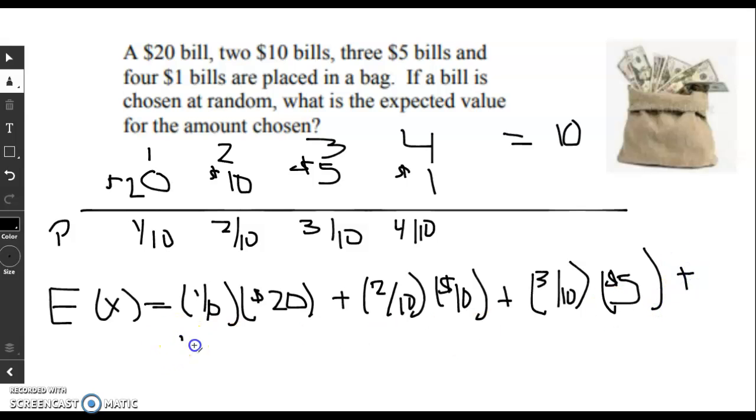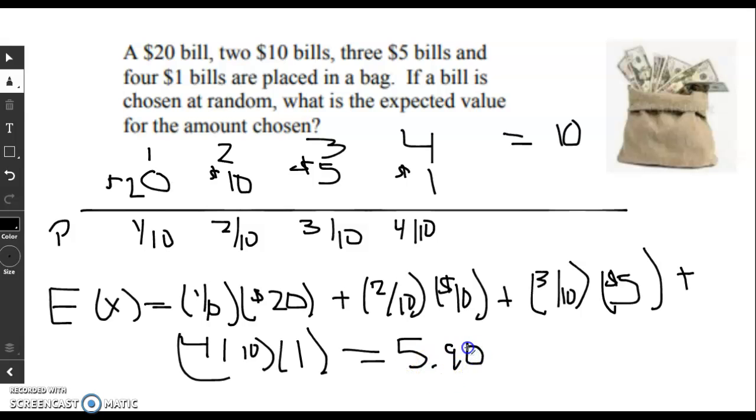And then 4 out of 10 times $1. So when I multiply and add everything up, I get $5.90. So the expected value, or the expected gain that I can have for playing this game or reaching my hand in this bag, would be $5.90.